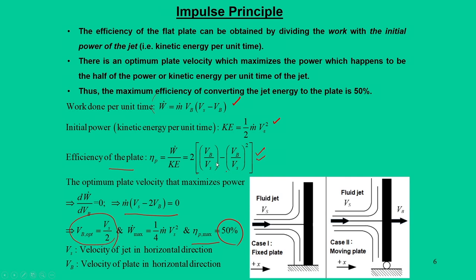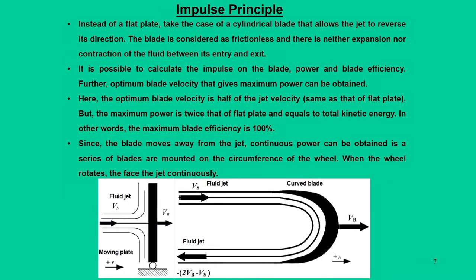But still there is a question: how can we improve this? Of course, we can go for maximum power, but the efficiency is low. So, let us try to change the configuration of the plate. From this plate shape, we can imagine a curved surface. So, instead of a plate, we will just say a blade.